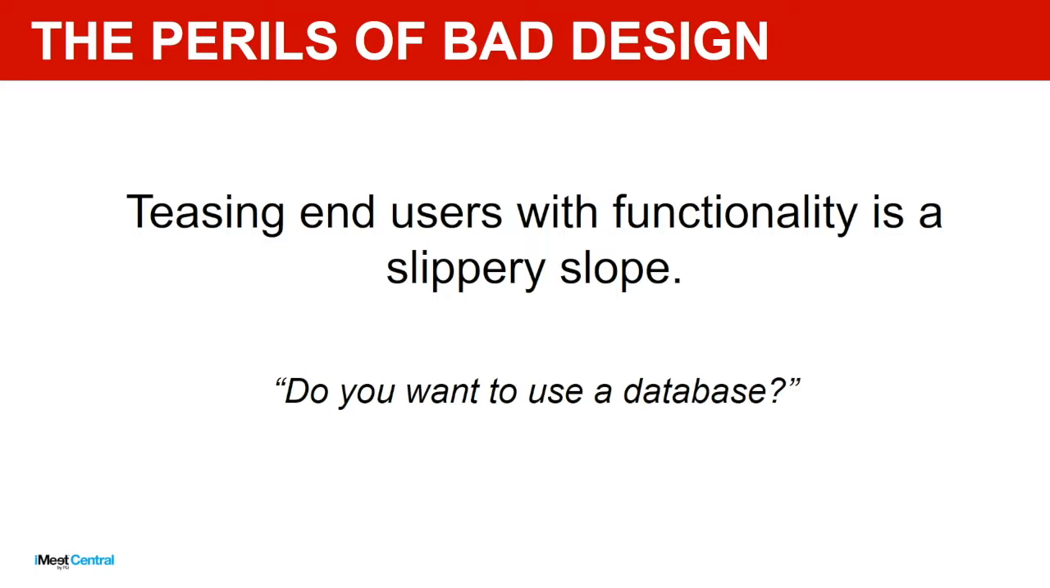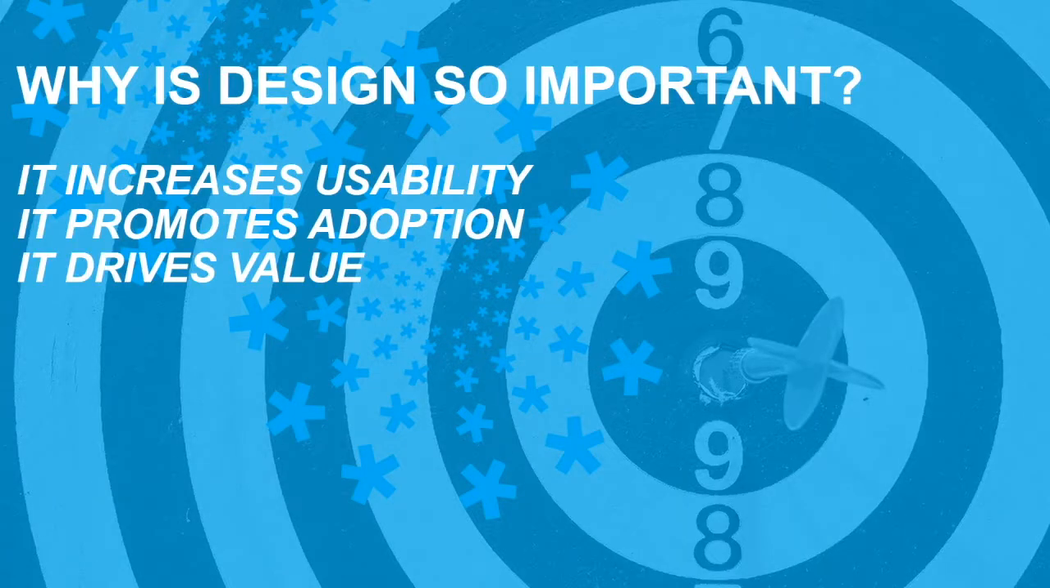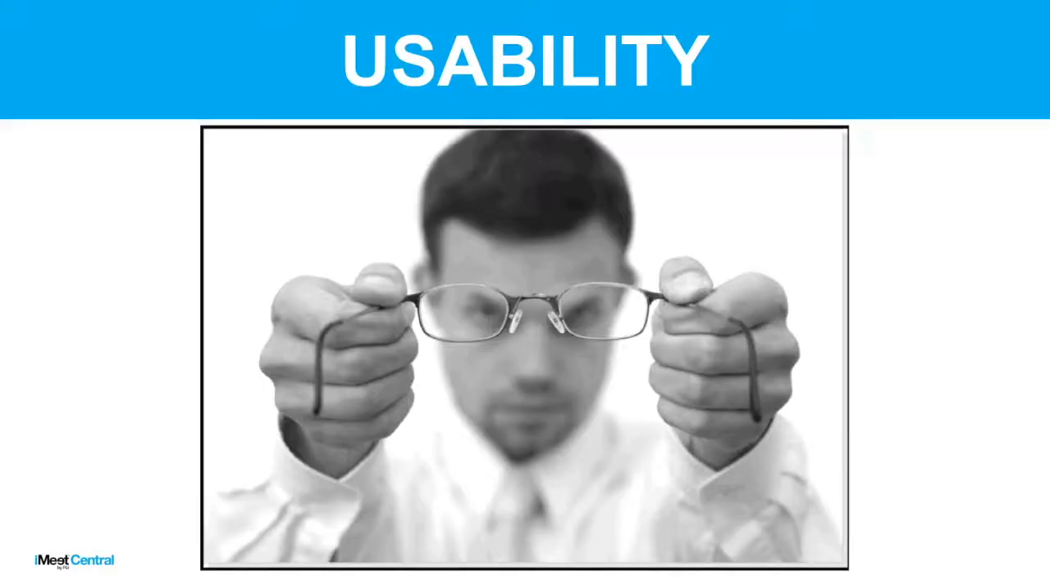And ask them what it is that they need out of the platform. And then you be the decision maker on what types of features to enable. Why is design in iMeet Central so important? Well, it does three things. It increases usability, it promotes adoption, and it drives value.